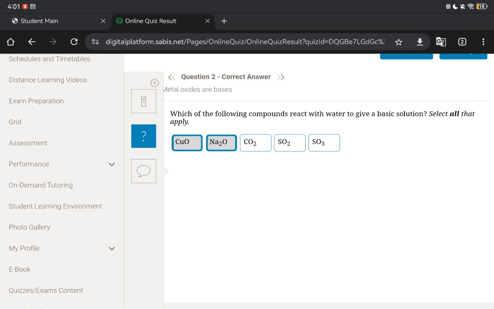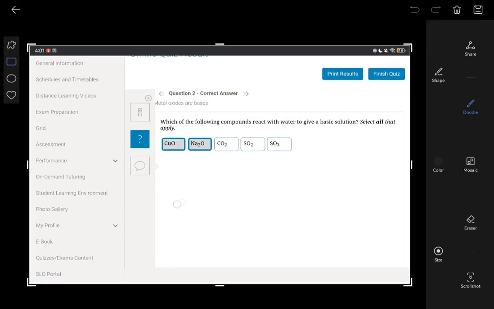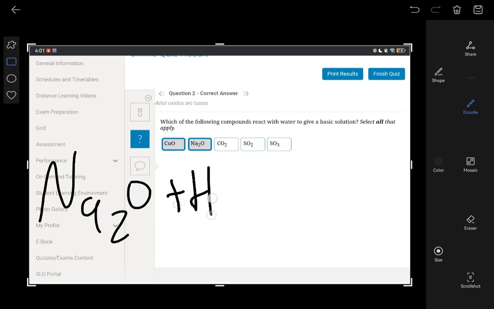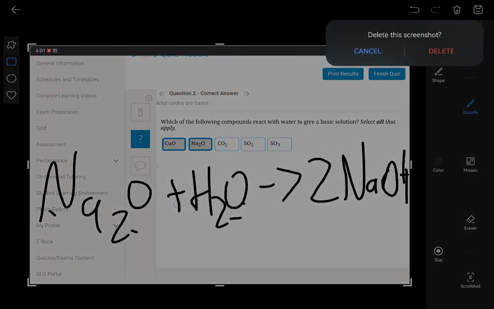Here's the opposite. Which ones give you a basic? The basic ones, which are the metal oxides. And again, I'll give you an example. Na2O plus H2O gives you 2NaOH. See how they combine, and it's balanced in the end. If you count 2 O's, 2 Na's, 2 H's, it's balanced.